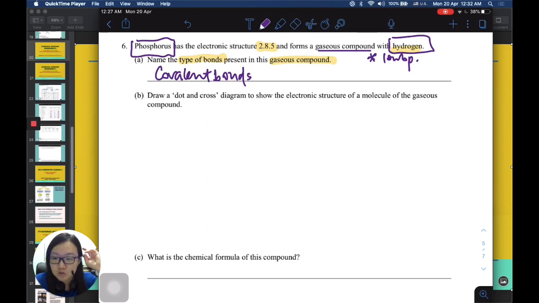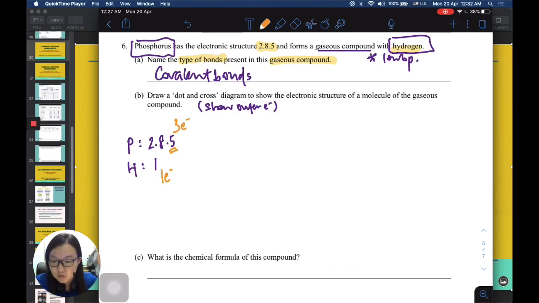Part B, draw a dot and cross diagram to show the electronic structure of a molecule of the gaseous compound. Usually, like I said, it depends on the question lah. For covalent compounds, more often than not, you only need to draw outer electrons. But like I said, you follow the question. So over here, I'm just going to draw outer shell electrons.